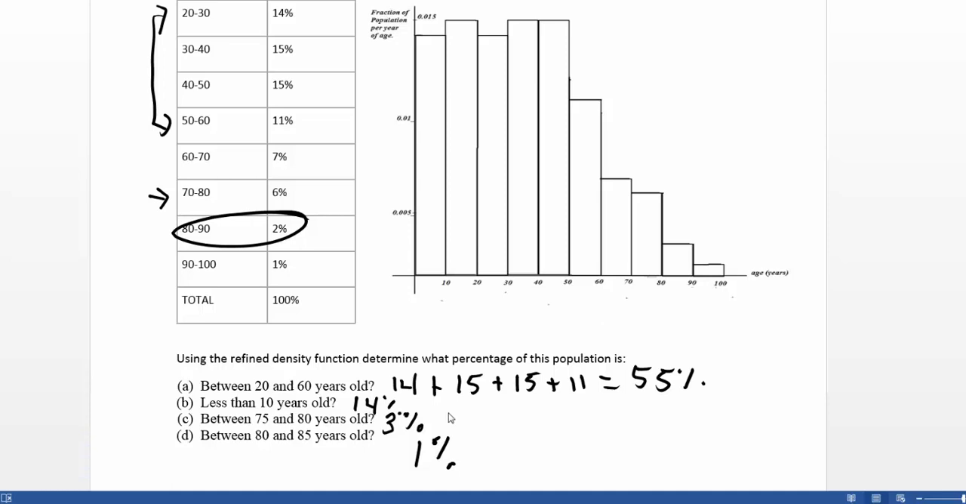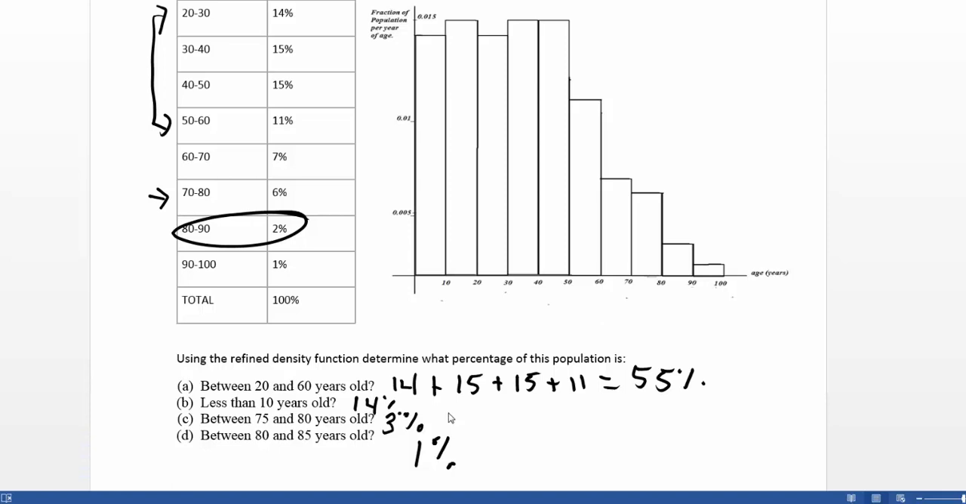Now you'll notice that I did all my work on my table here, and I didn't use my graph, and that was mostly for the sake of time. If I wanted to use my graph, I would need to take each of my percentages and divide by 10 to get the height of each of my blocks here. And then I could do what I did in example 1 to get the same answers. Both methods are completely valid, so whichever one you prefer is totally fine.